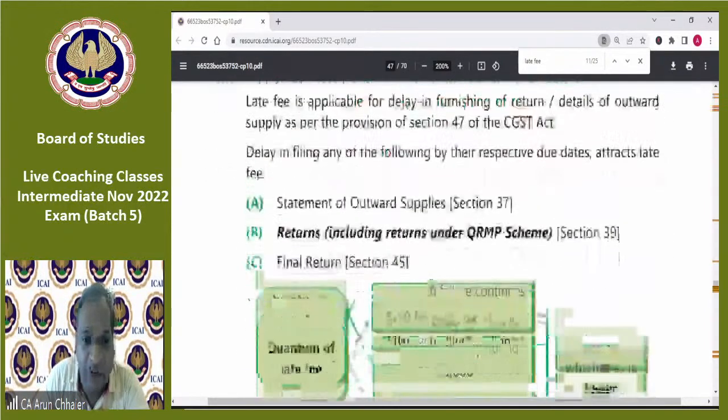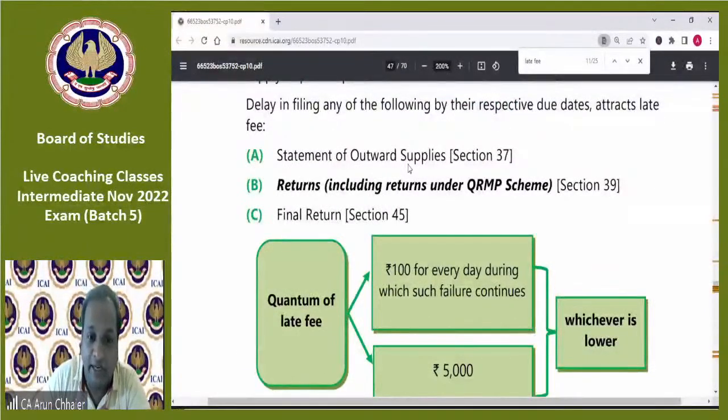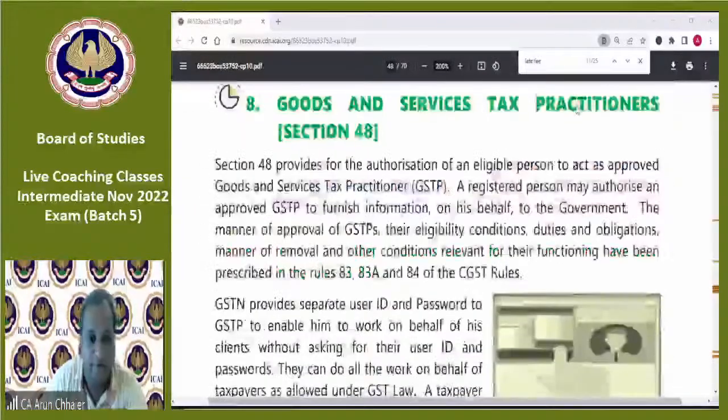In the exam, what will you write? You can write 100 rupees per day according to the CGST Act. A similar amount of SGST would be added. So therefore, the late fees would be 200 rupees per day, subject to a maximum of 5,000 and a similar amount of SGST, 5,000.